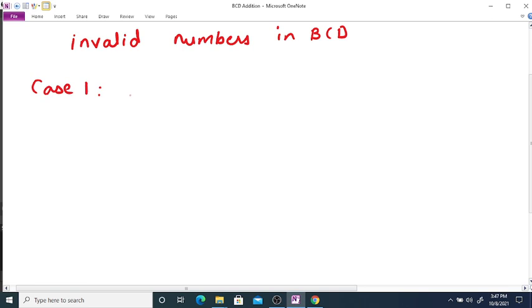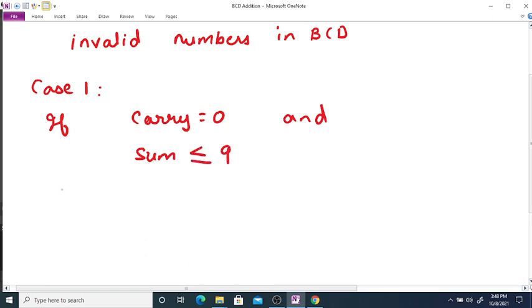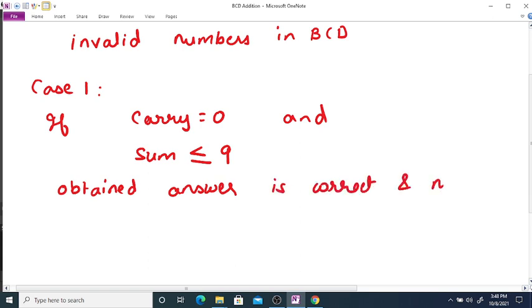If there is no carry out of one group to the next group, that is if carry is 0, and the obtained sum is less than or equal to 9, then the obtained answer is correct and no correction is required.